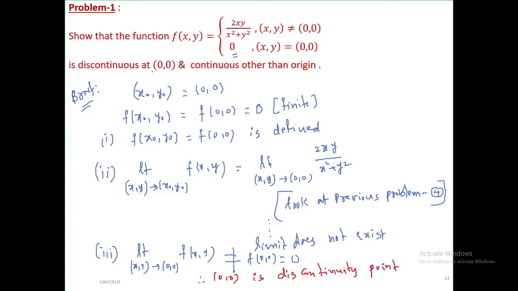So I need to prove it is discontinuous at the origin. Next, I need to prove it is continuous at any other point other than the origin. So you can comment like this also: f(x, y) is discontinuous at (0, 0). Next, I need to prove that it is continuous other than the origin, right?